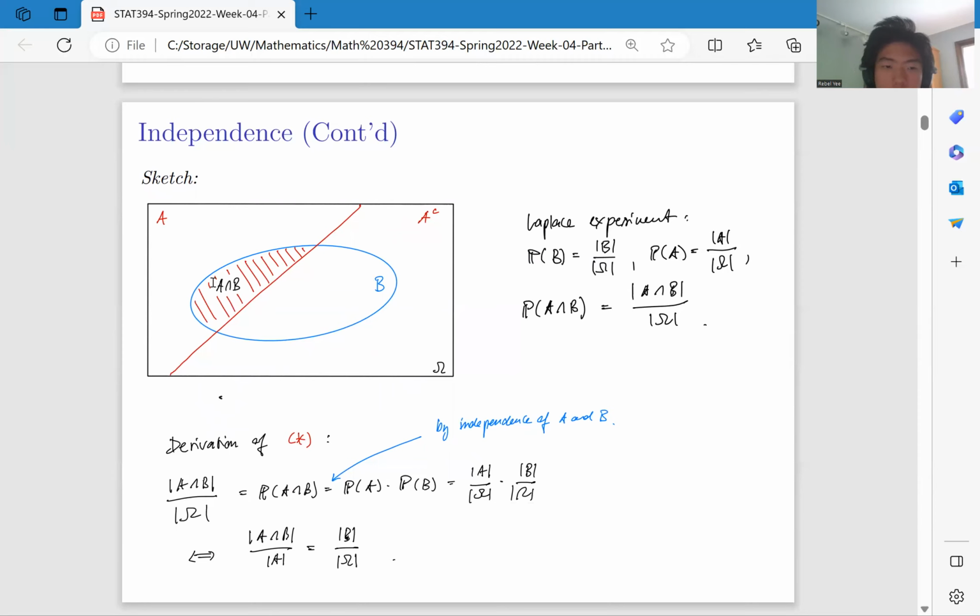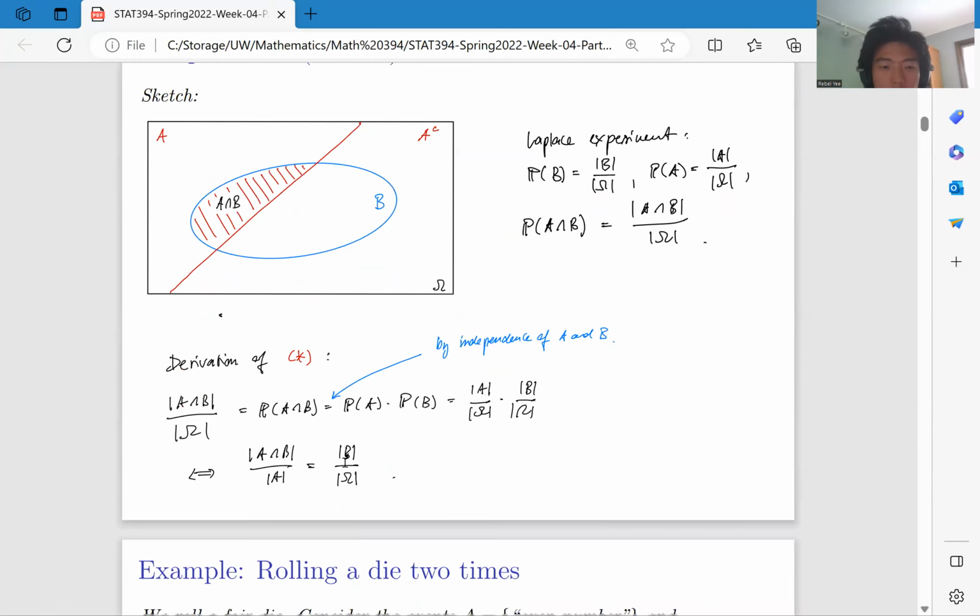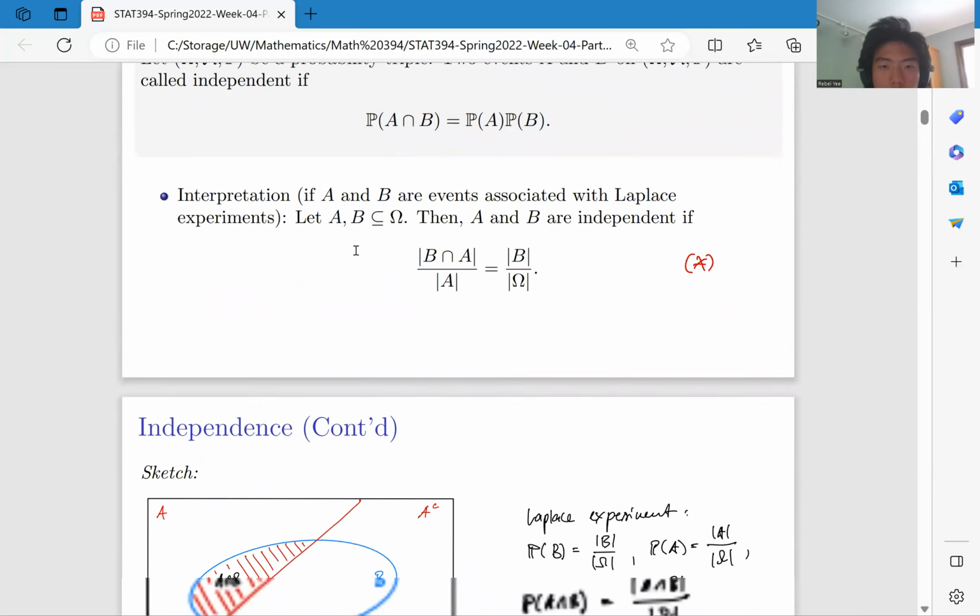And on the other side, what is equal is the probability of B in the entire sample space. So that is very easy. That is B divided by the sample space. So we got this formula here. A intersection with B divided by A is equal to B divided by omega. So this is what we derived. And we just need one very simple transformation to make it possible. So remember, what we want to find is this one.